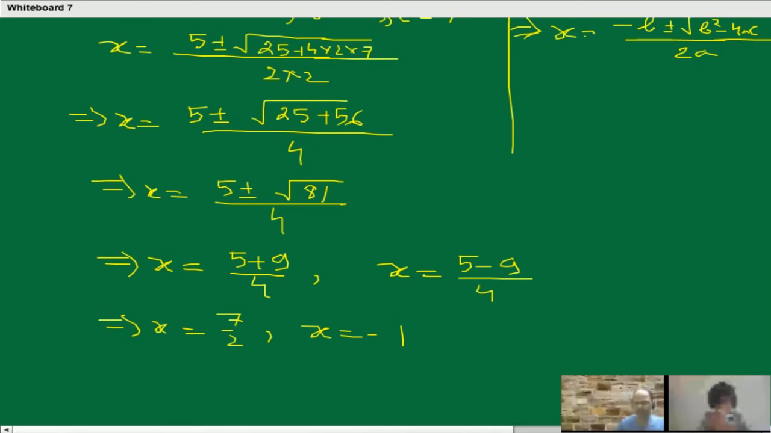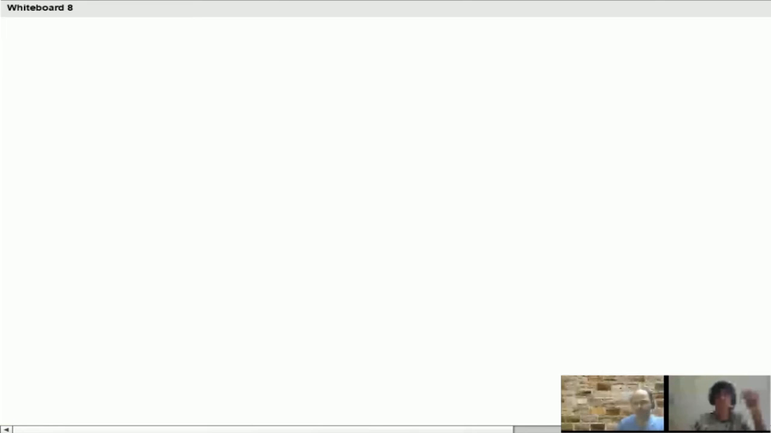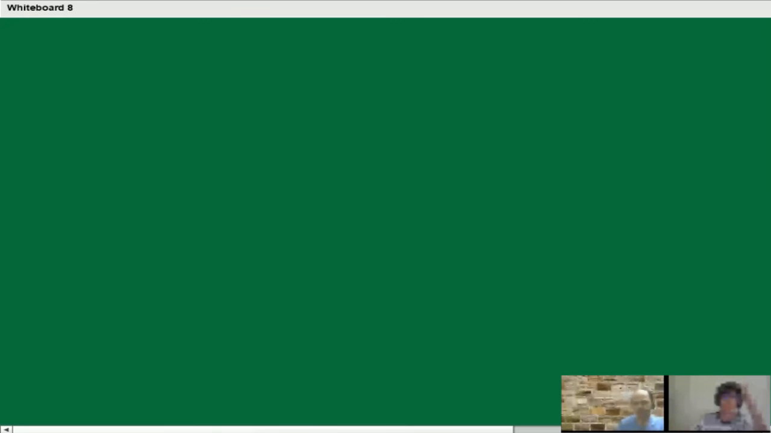Okay. So that's how we can use the quadratic formula. But apart from this, there is one more method we need to know, which is the completing square method. For the completing square method, let me give one example. First, we have to check what the coefficient of x square is. Here the coefficient of x square is 1.